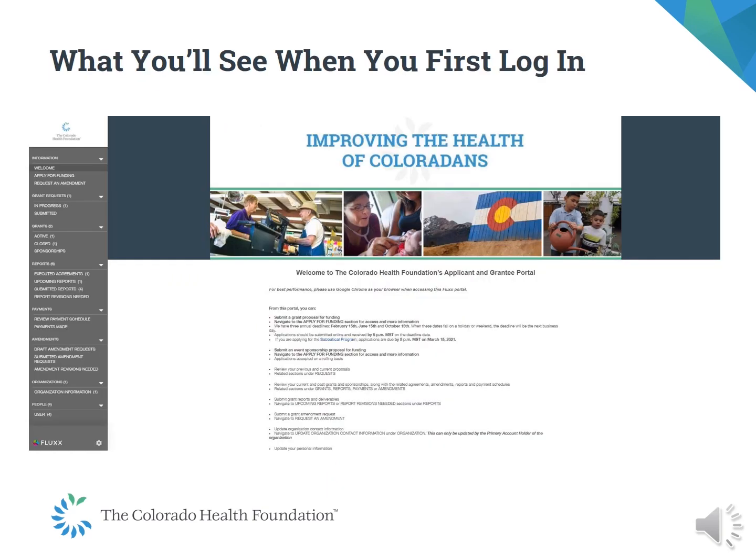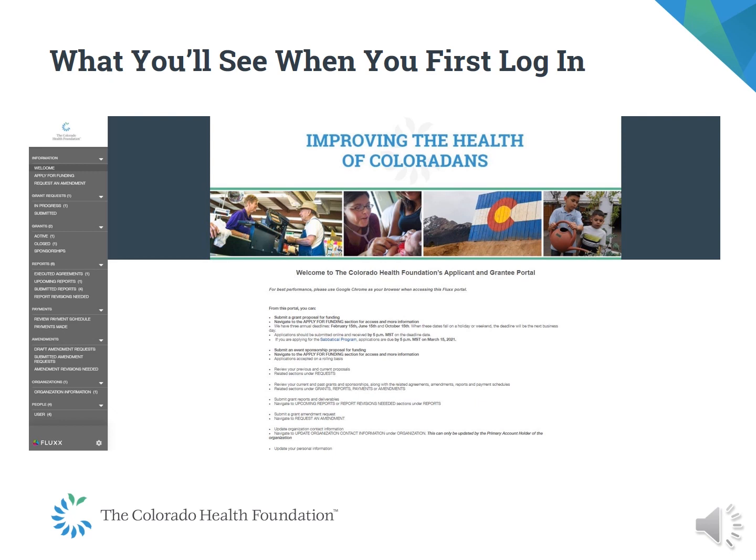When you first log into our grants management system, here is the screen you will see. Let's take a moment to walk through the available options. The left side of the screen provides a menu of options. Here you can find information about the application process. You'll visit the section called Grant Requests to see both in-progress and submitted applications that are associated with your account. You'll also be able to look at both active and closed grants.